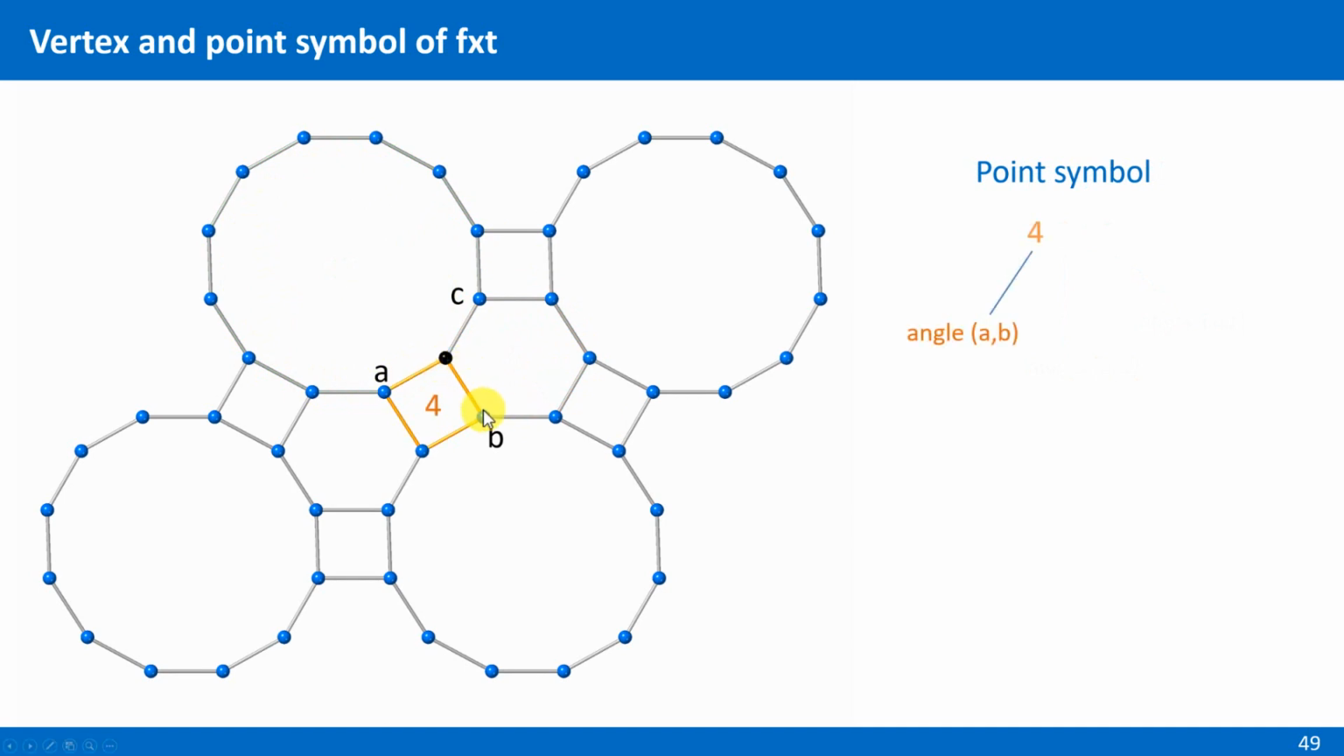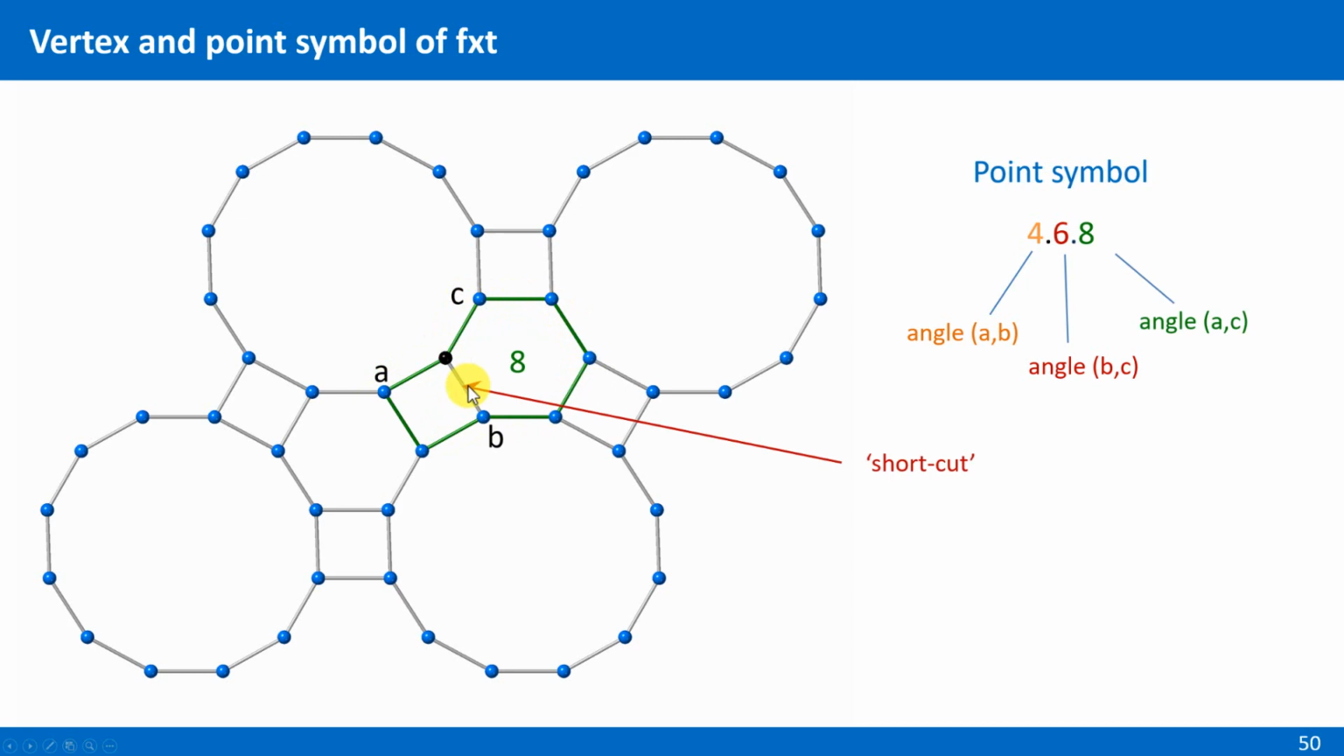Again, we have a 4 cycle for the angle AB and a 6 cycle for BC, but for this last angle AC we can go along this way. And this is only an 8 cycle. And here is the potential shortcut. Along this path there is a vertex from which you would reach the home vertex by just one edge, and this is called a potential shortcut. We can also say the 8 cycle is the sum of the 4 and the 6 cycle, hence it is not a ring.